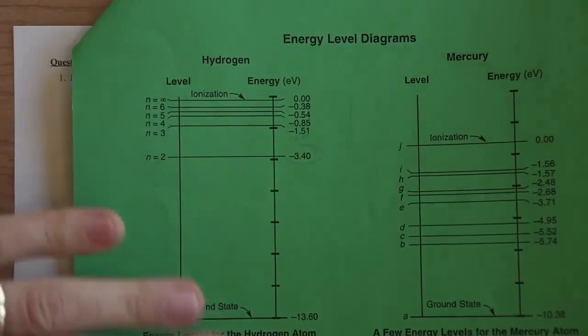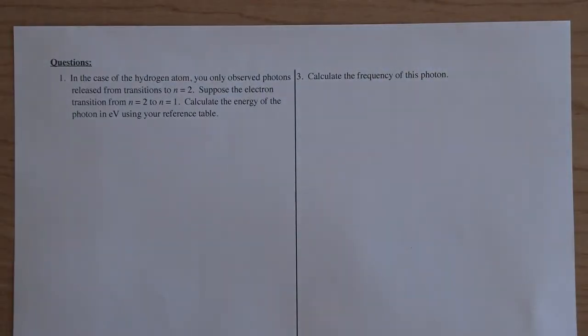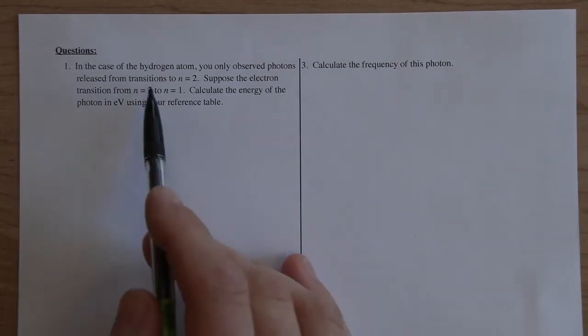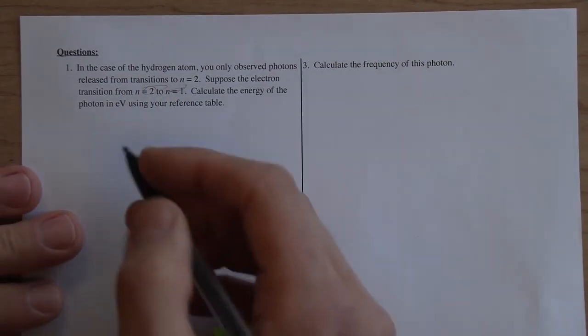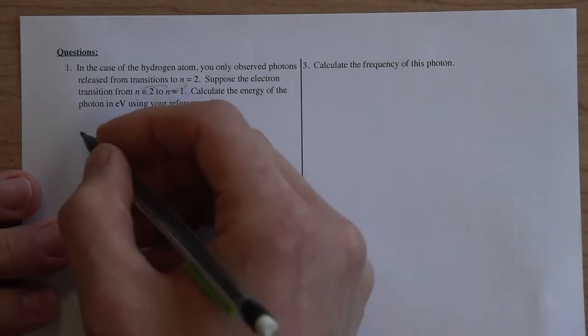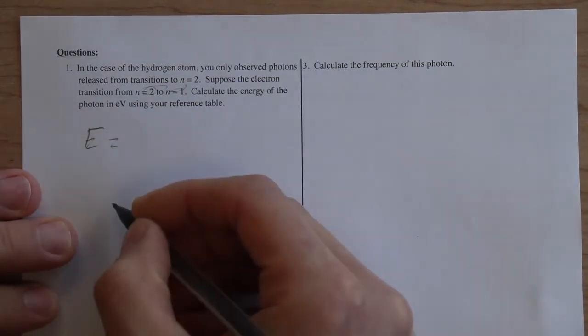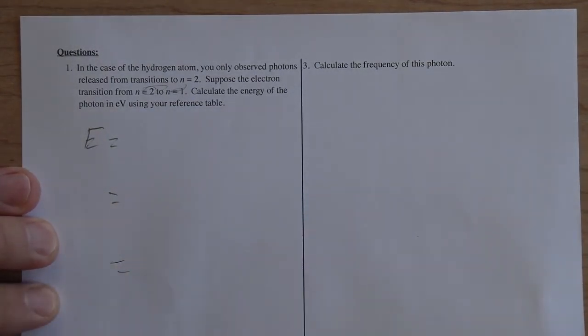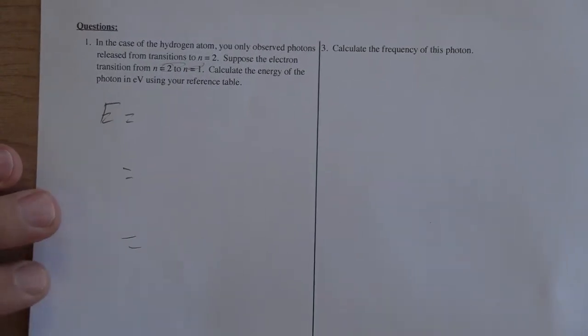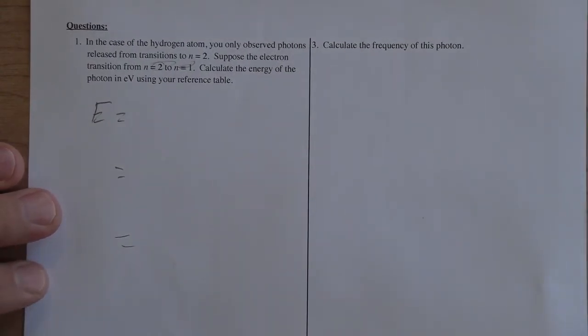So again, here are the energies in your reference table. Look the energy up for 2 and 1, those two states, and then calculate the energy of the photon. Remember, you're going to need a formula first, then you're going to need to plug in numbers, and you're going to get an answer. So go ahead and make that calculation now.